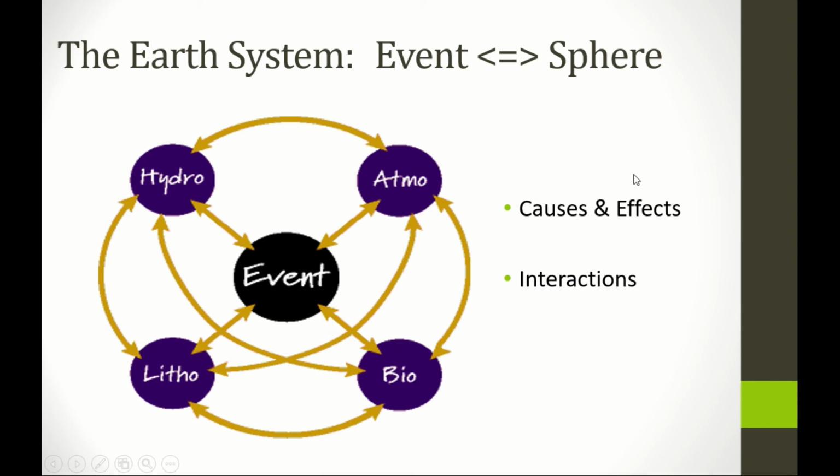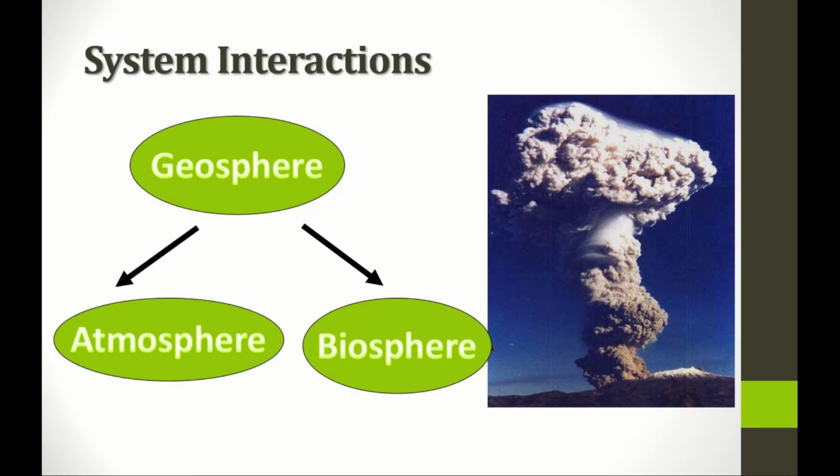Okay, so let's find out now what will happen to our spheres if a certain event happens. So what are the causes and effects and their interaction? We have 3 examples. So let's begin. First, we have an event which is a volcanic eruption. As you can see in this picture, we have here a volcanic eruption. And the event came from our geosphere. So, nagsimula siya sa ating geosphere.